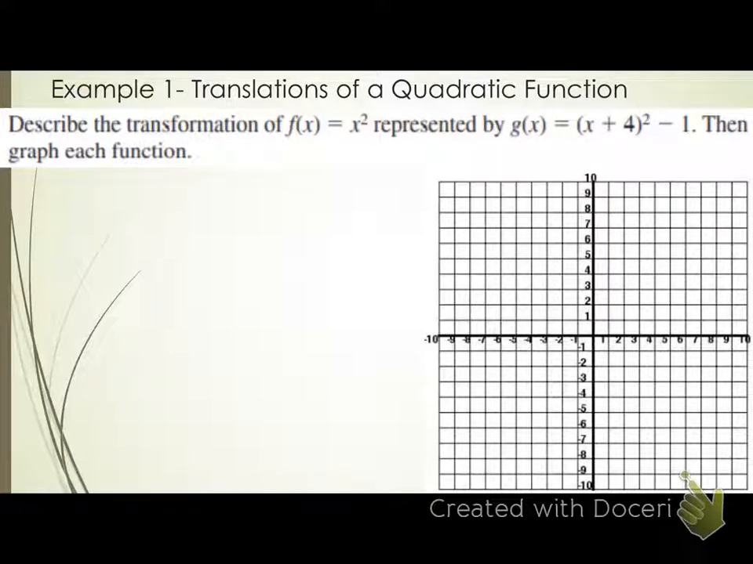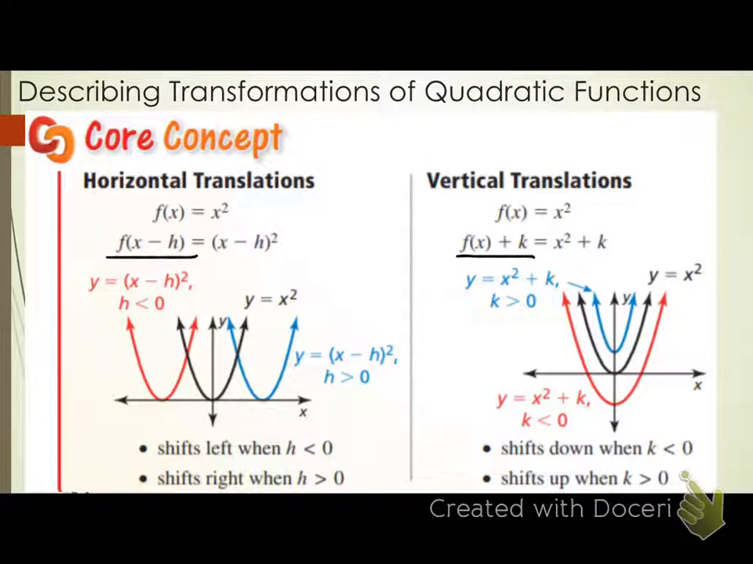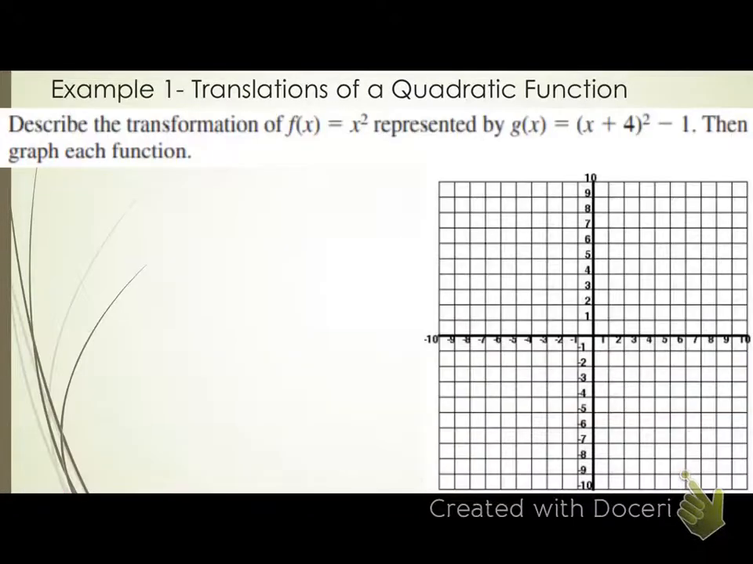Plus 1. Wait, what about minus 1? So very good. It's which kind of translation? Vertical translation. Remember, when I'm adding or subtracting something outside of grouping symbols, it's a vertical translation, and we follow what the sign says. We got a minus 1 here, so I know I'm going down 1. So I've got 2 transformations occurring here: a horizontal translation going 4 units to the left, and a vertical translation going 1 unit down.